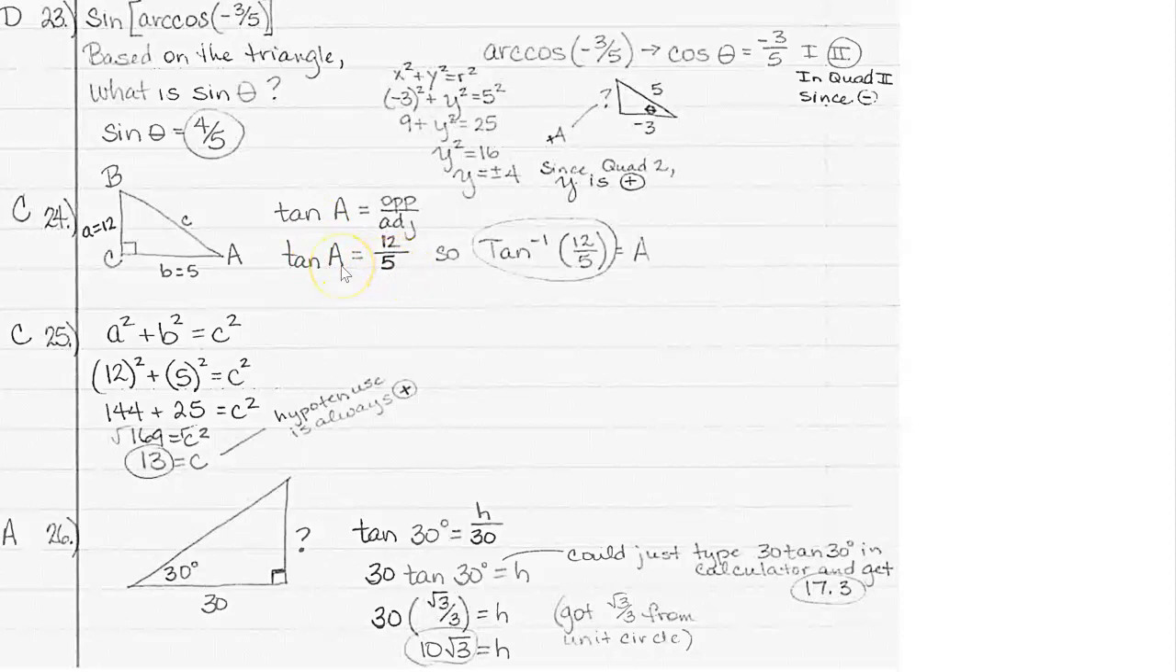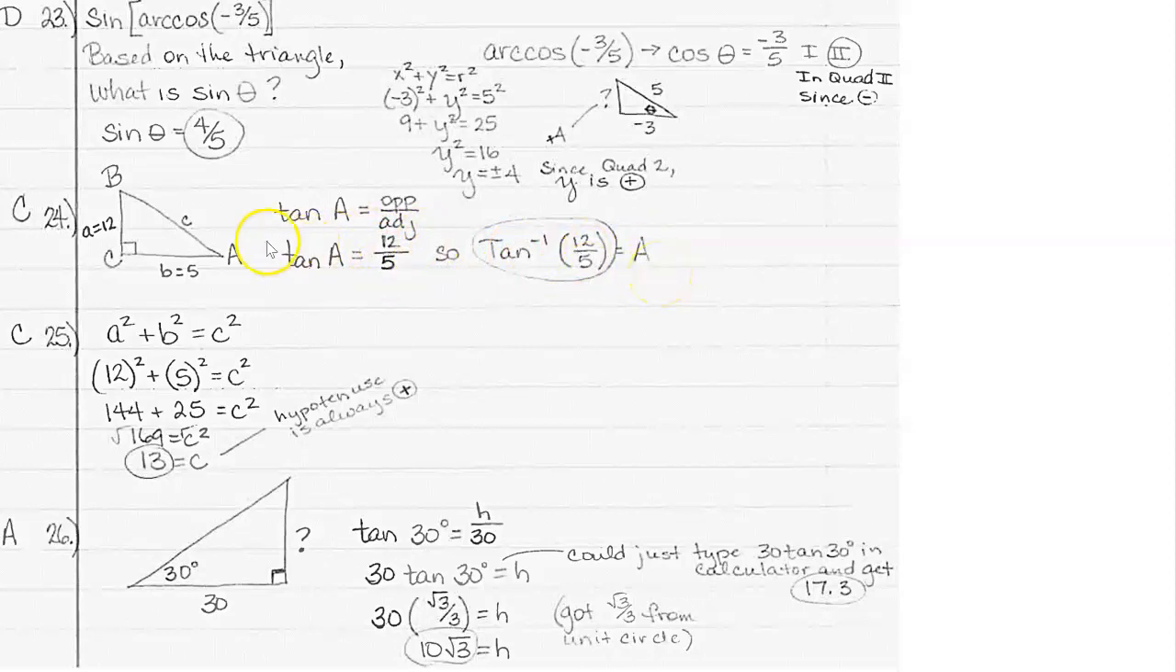So to get A, we're back to playing Jeopardy again, right? We know the answer. We're looking for the question, so that means we would use inverse. So we'll say the inverse tangent of 12/5, the inverse tangent of the answer will give us our question.